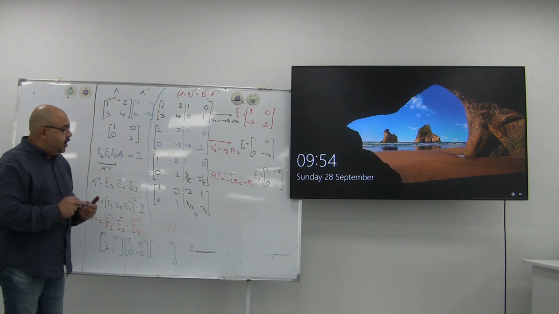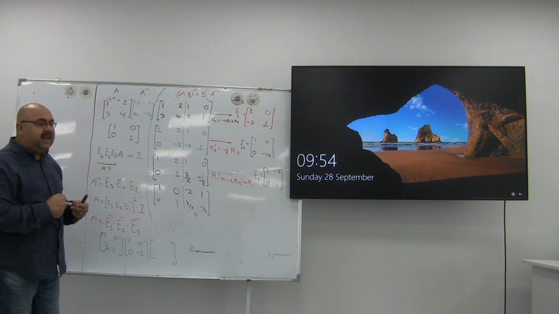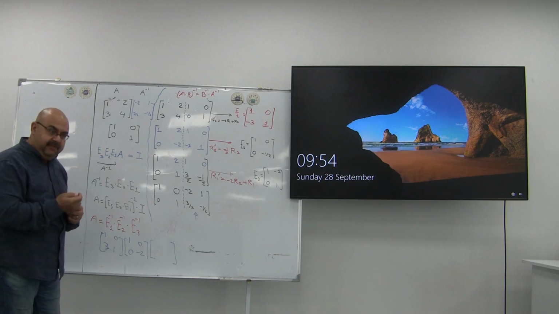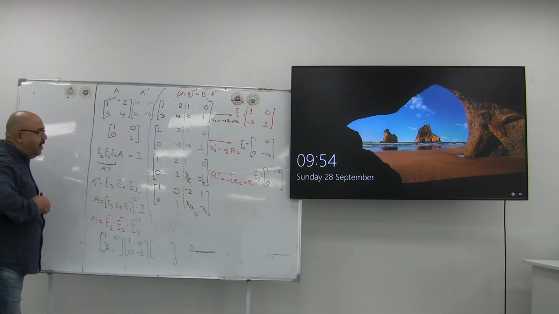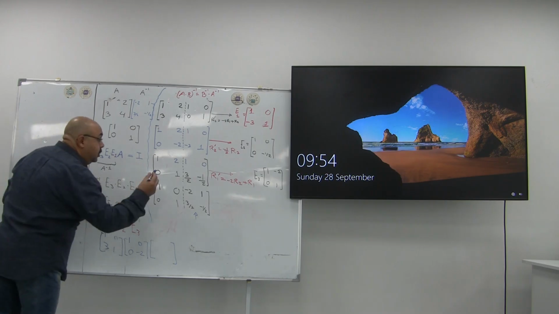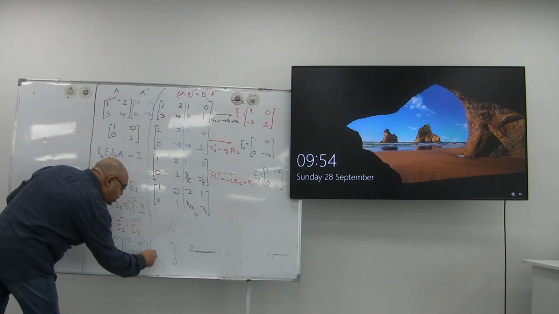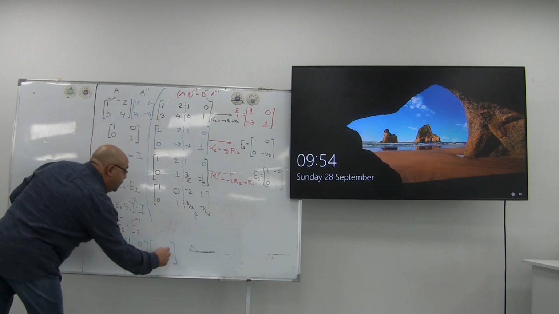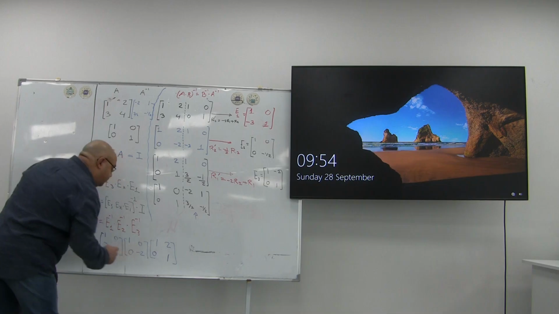The third operation: we multiplied the second row by negative 2 and added it on the first row. How to reverse it? Simply by multiplying the second row by positive 2 and adding it on the first row. So it's going to be 0, 1, then 2 and 1.